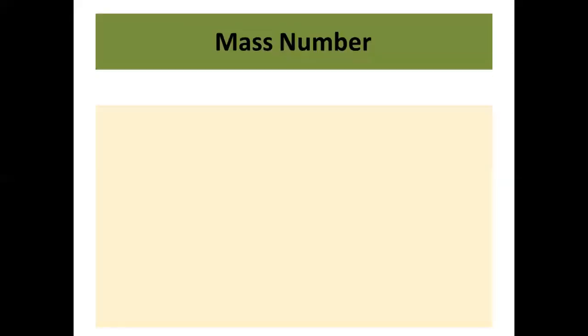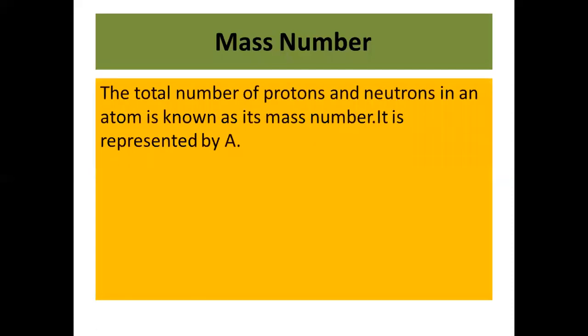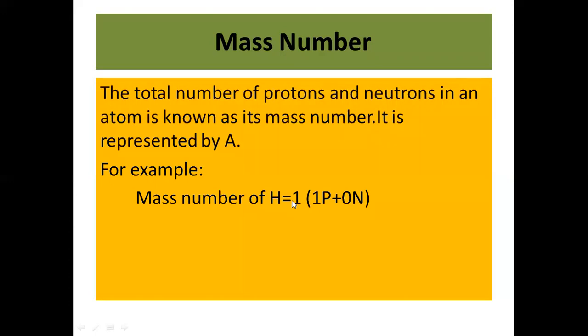Mass number. What is mass number? The total number of protons and neutrons present in the nucleus of an atom is known as its mass number, and it is represented by capital A. Mass number of hydrogen is 1, as according to the definition, mass number is the sum of protons and neutrons. Hydrogen has 1 proton and 0 neutrons, so the mass number of hydrogen is 1.